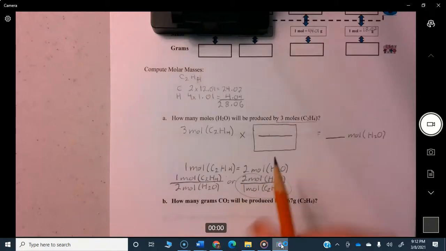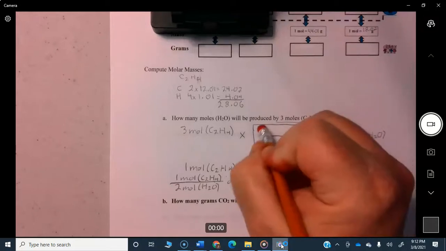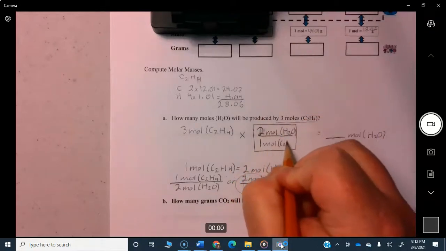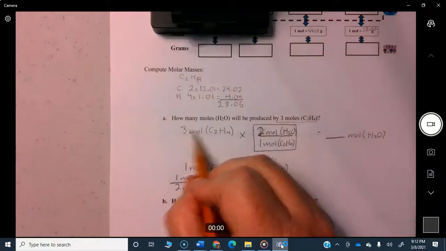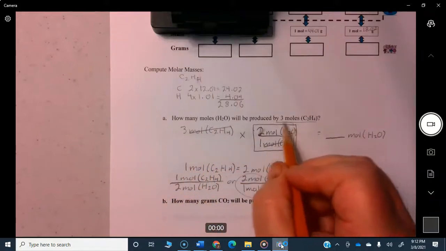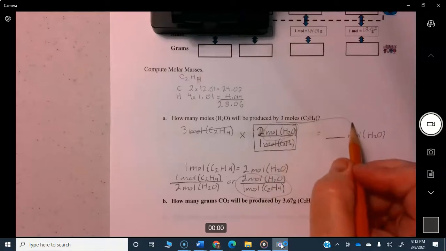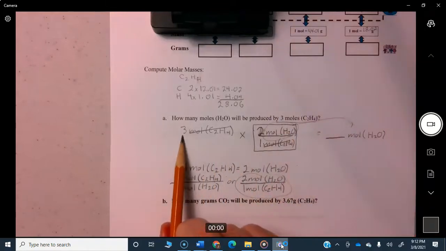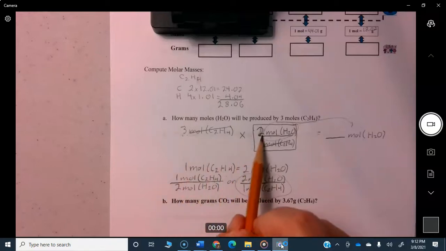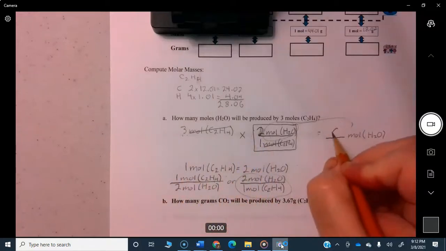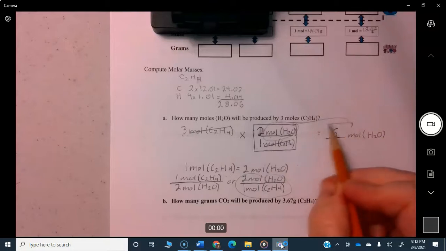We need moles of C2H4 on the bottom. And we need moles of H2O on the top because it's in our final answer. So we're going to cancel moles of C2H4. This is the last man standing. It goes there. So now it's just simply everything on the top divided by everything on the bottom. So 3 times 2 divided by 1 is 6. And that's our answer.